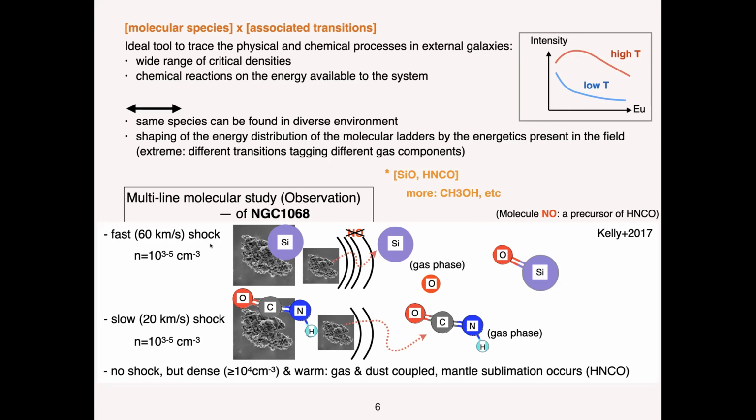At the same time, a fast shock would also destroy a lot of things, including one of the precursors of HNCO. But HNCO has been found to be enhanced in the slow shock regime instead.